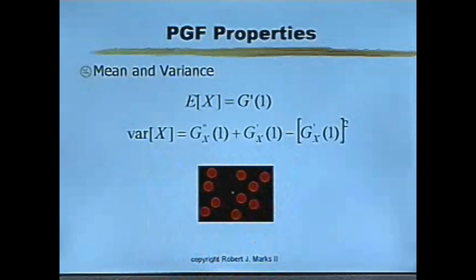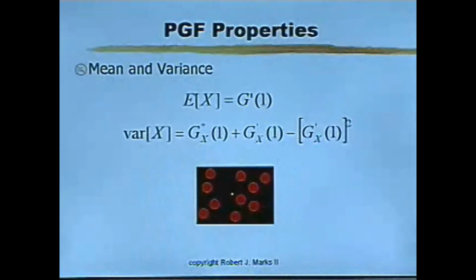We can similarly get the variance. It's a little bit more complicated and concocted, but indeed is something that we can get directly from the probability generating function also.